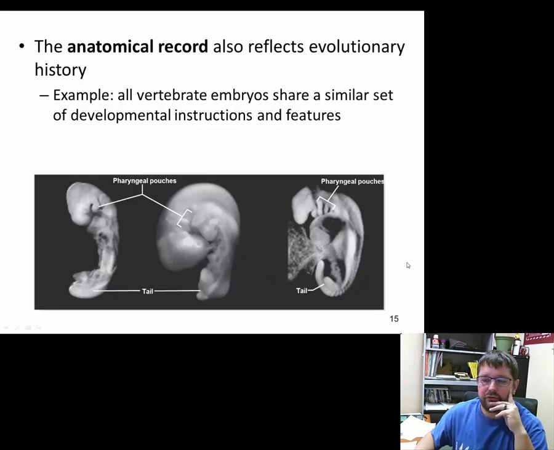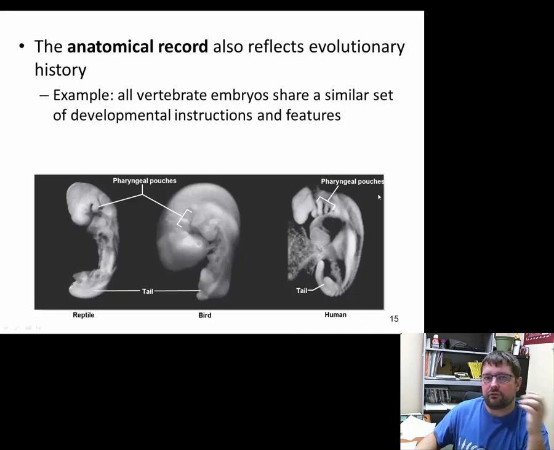It's just that over time, reptiles don't have gills. Birds don't have gills. Humans don't have gills. These pharyngeal pouches go away. And reptiles have tails, but birds don't, and humans don't have tails. So the coccyx will fuse together into a tail bone. Birds have a similar structure that would fuse together, but reptiles keep their tails.